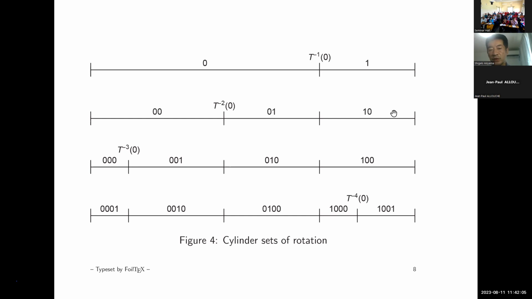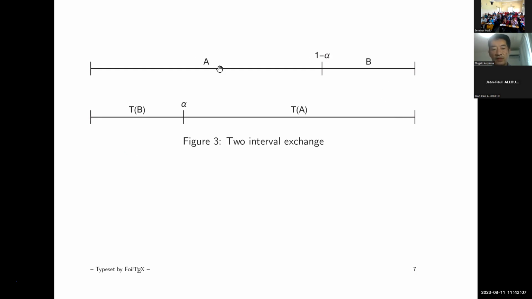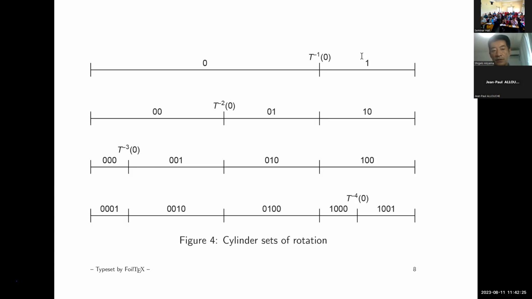This is the rotations. We start with the 0 interval, and this is the 0, 1 interval. If you are in interval A, you receive 0, and if you are in interval B, you receive 1. So the initial letter must be 0 here, and the initial letter must be 1 here.